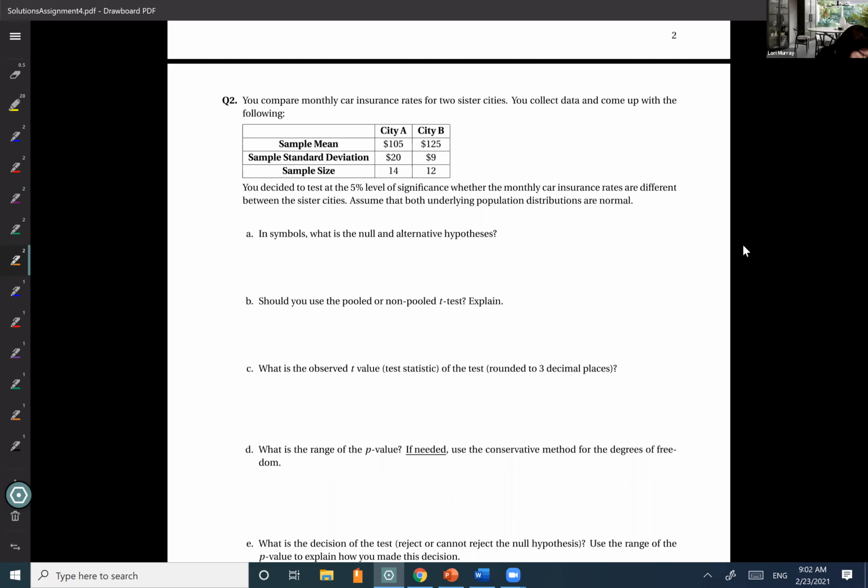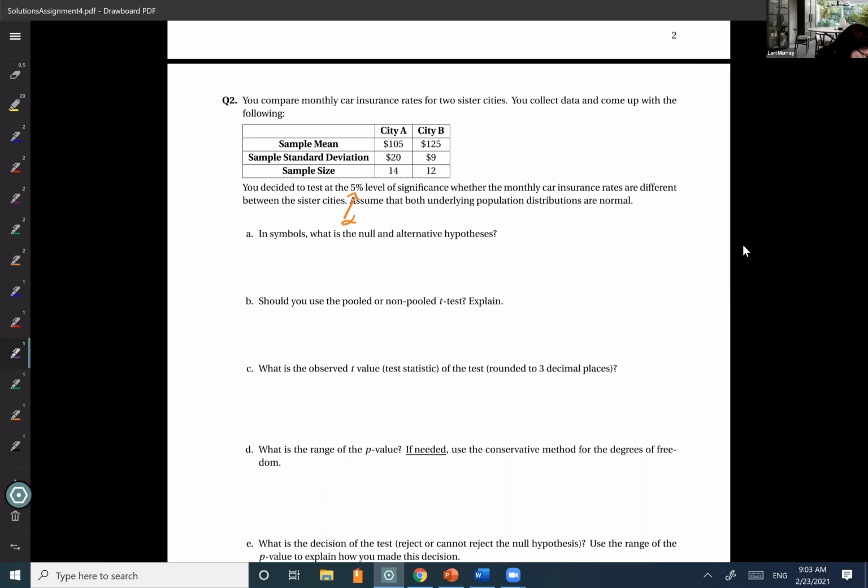So there's our alpha. That's alpha. Whether the monthly car insurance rates are different between the 2 cities. Assume that both underlying population distributions are normal. So in symbols, what is the null and alternative hypothesis? Okay, so see how you did this. I'm going to check my notes.